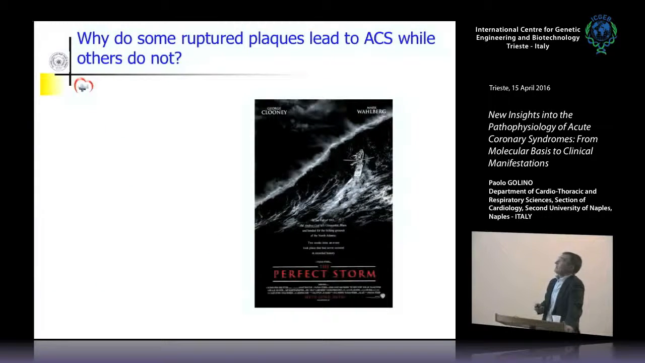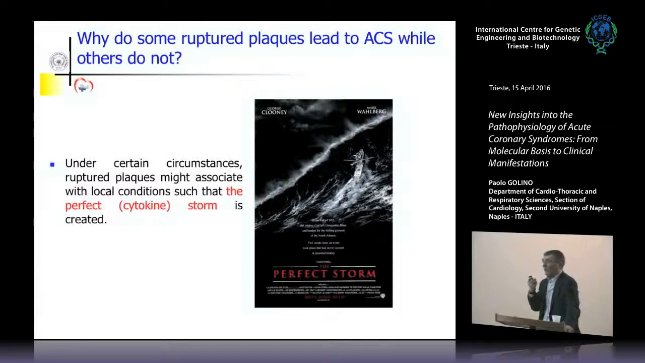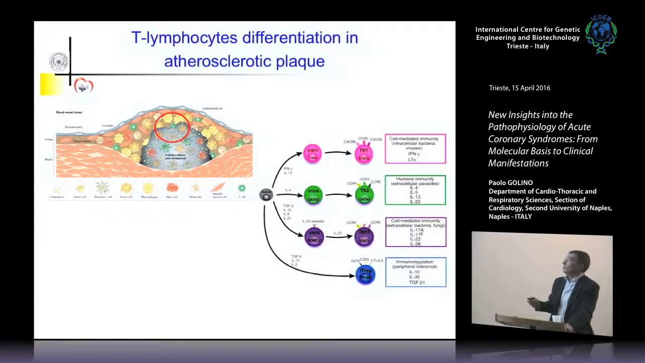And why is that? Our hypothesis is that we must have some given circumstances locally, so that a clinical occurrence, an episode of acute coronary syndrome, can occur. This may be due, for example, to the different cytokine expression milieu within the coronary circulation, because we know that following stimulation by the antigen, T cells can follow different pathways: Th1, Th2, Th17, and even Treg, which have a regulatory function in this sense. They tend to turn off the inflammation.